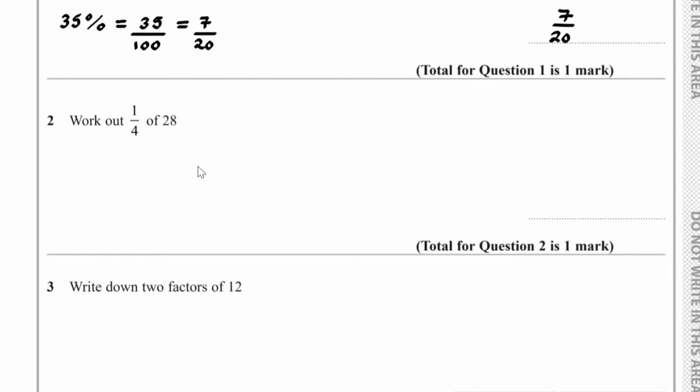Question number 2. We have to work out 1/4 of 28. Well, if we have 28 and we are working out 1/4 of that, that is the same as dividing 28 by 4. And it turns out we get 7.